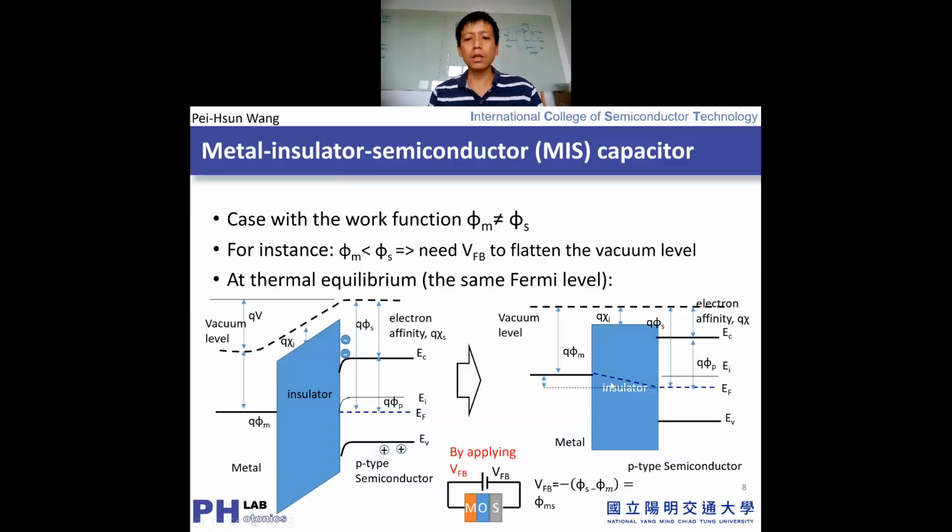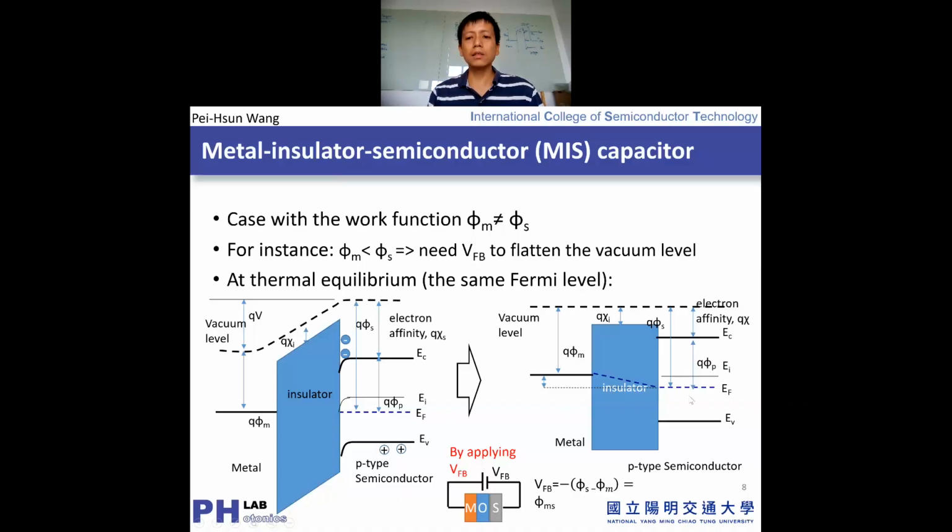After applying this voltage, you can see we lift up the Fermi levels from the work function from metal to insulator. So you can see a split of the Fermi level with q phi_m minus q phi_s. If you denote the scale of the flat band voltage, we get VFB equals minus (phi_s minus phi_m). So you can clearly see that phi_ms is determined by the actual difference between the work function of the metal and the semiconductor.